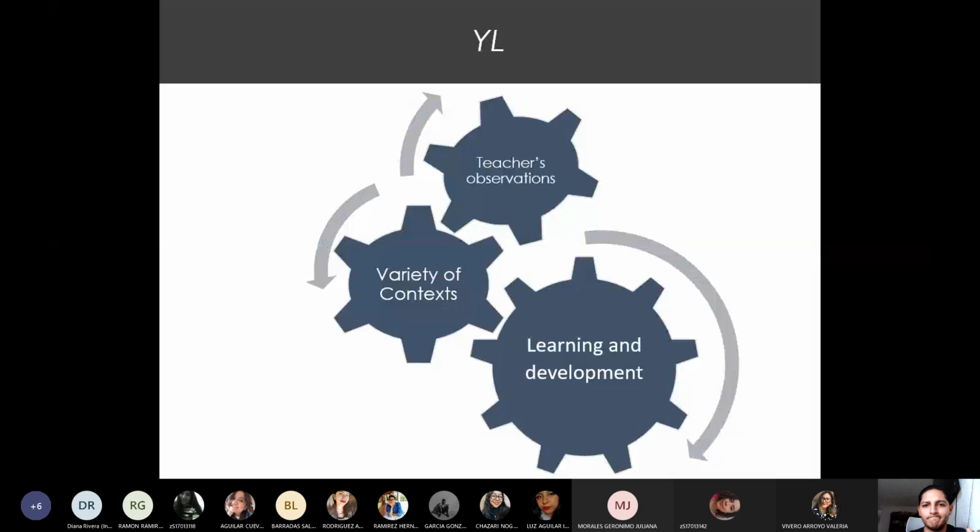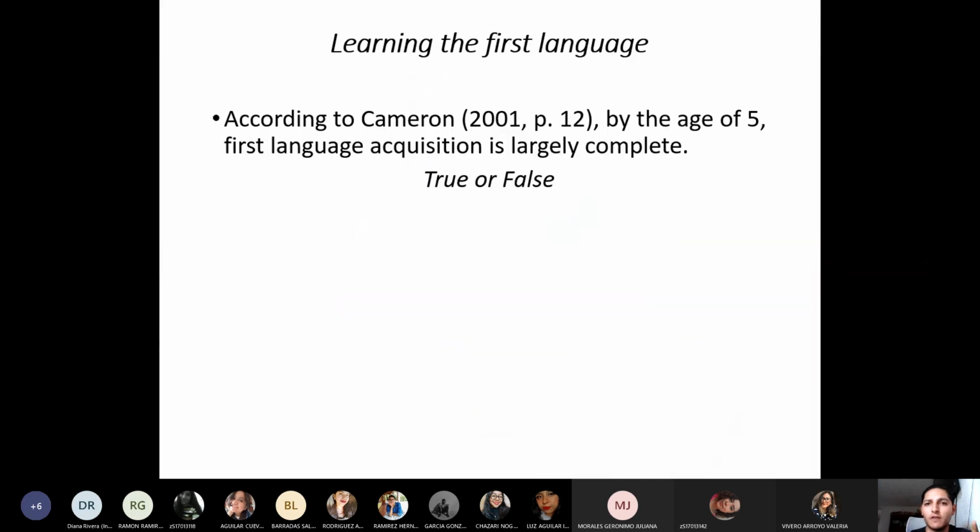We're going to check a couple of contexts, and a couple of statements and questions for us to reflect on. You have already read this, okay? According to Cameron, by the age of 5, first language acquisition is largely complete. Reflect on that. Say whether it's true or false, okay?